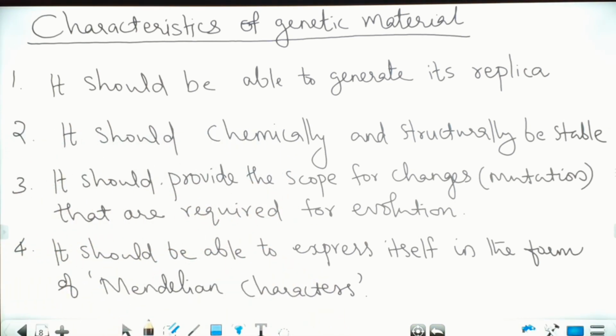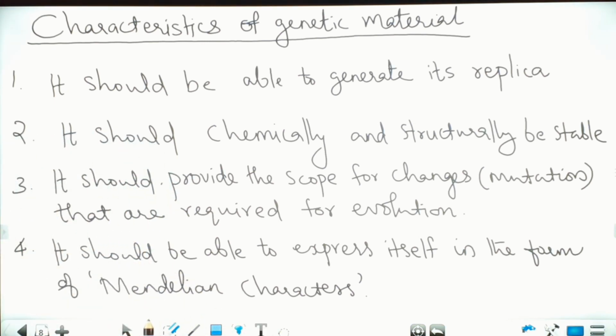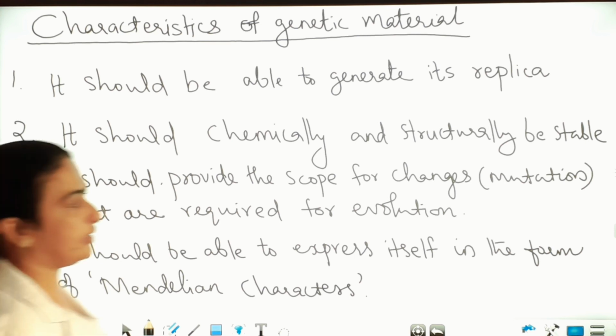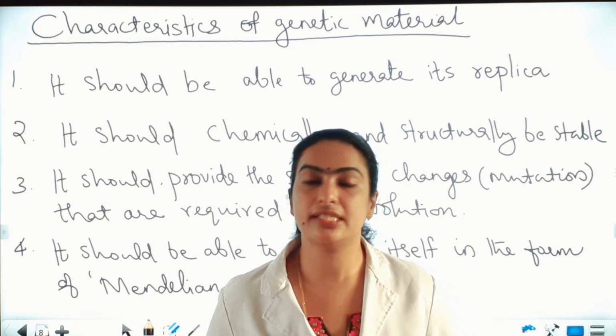The genetic material must have the following characteristic features. A molecule should be able to generate its replica during replication, because they are able to produce their own copies. It should be chemically and structurally stable. It should provide scope for changes, that is mutation, changes in the genetic constitution that are required for evolution. It should be able to express itself in the form of Mendelian characters. So these are the basic characteristic features of a genetic material. Here the genetic material is DNA.